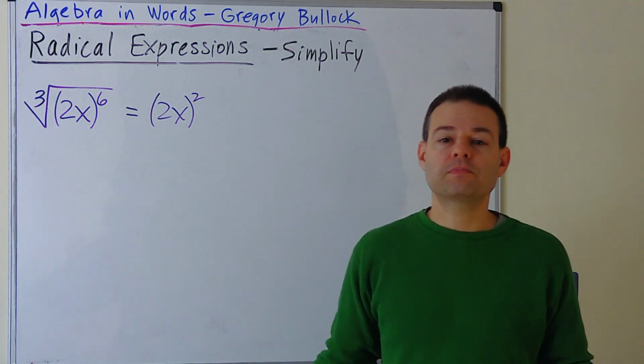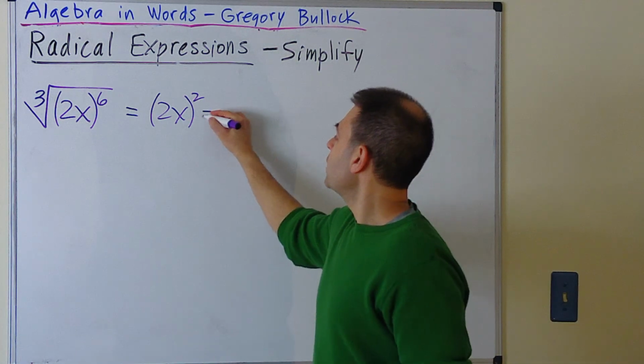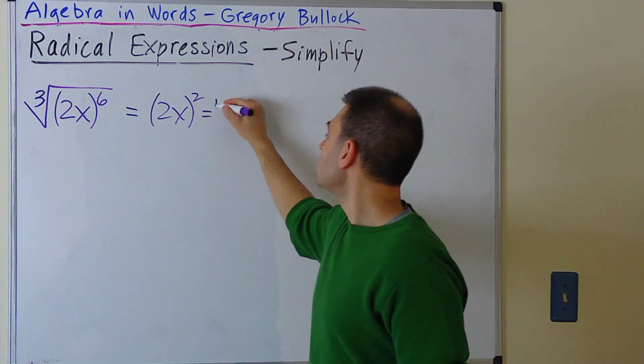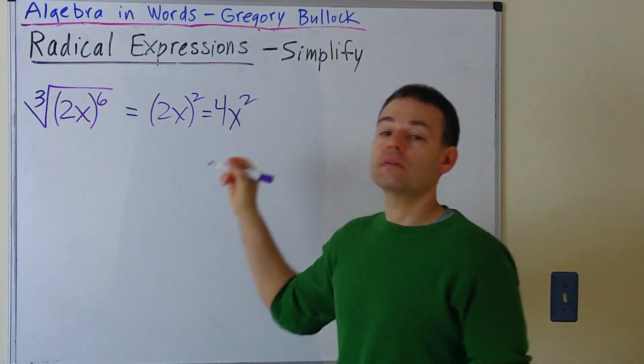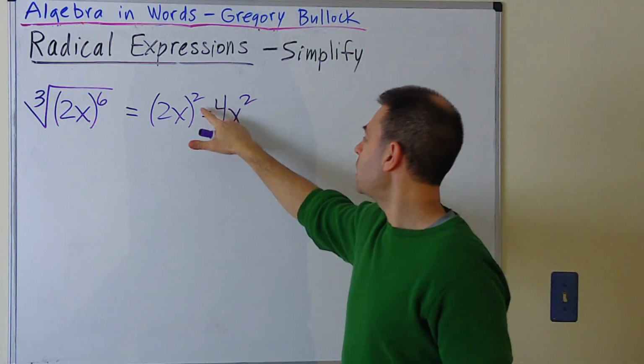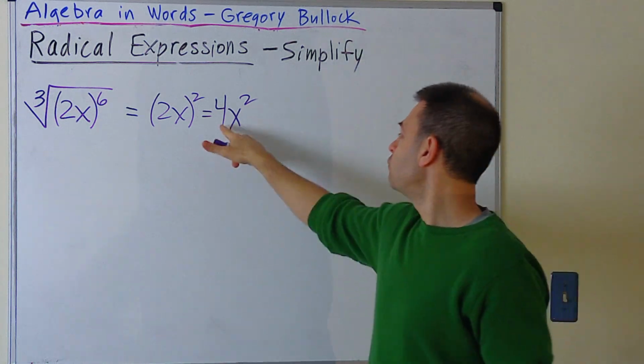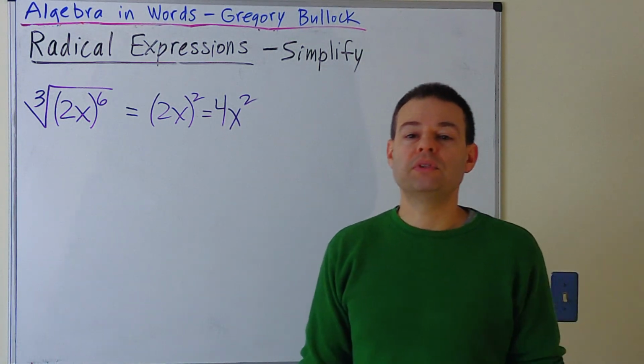And now just distribute that through. And so 2 squared is 4. And x squared is x squared. So 4x squared. That's how we would do that.